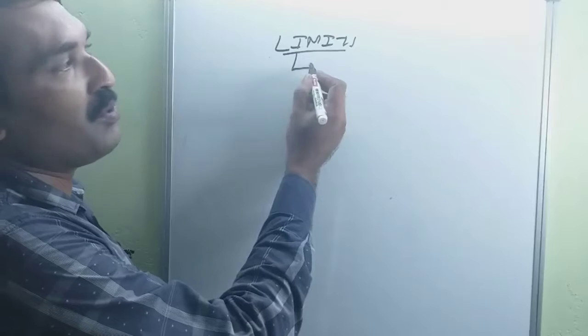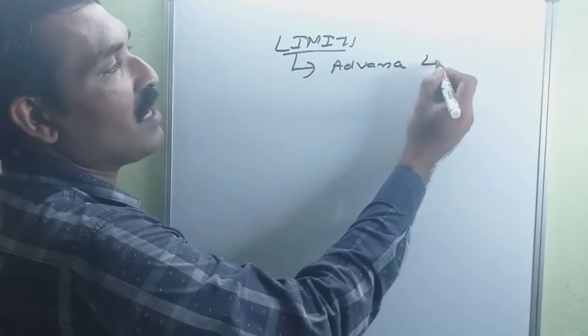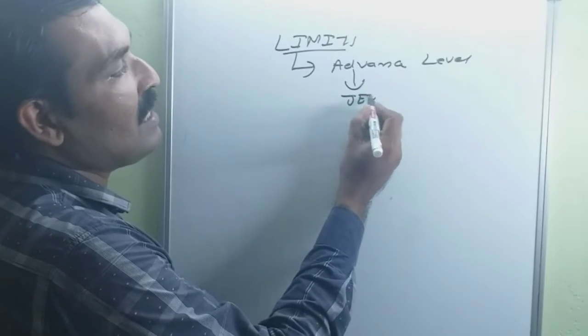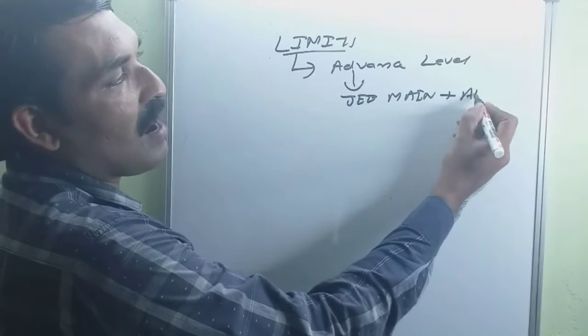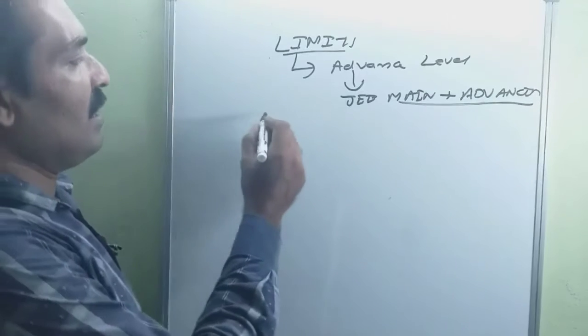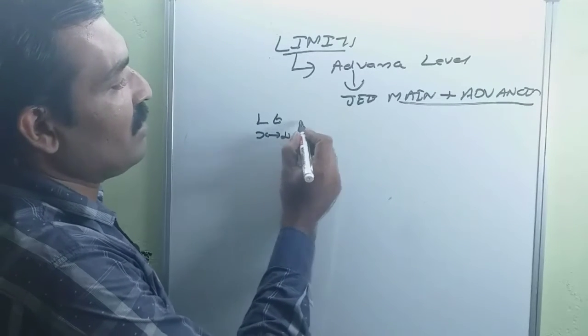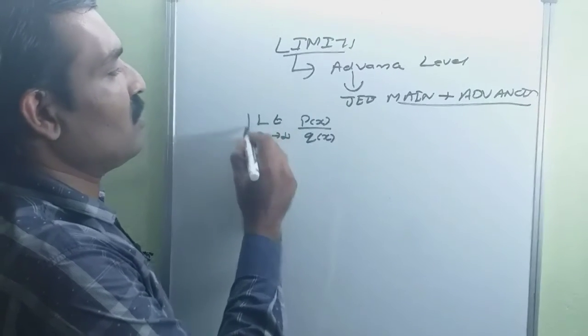Now we are going to do some advanced level problems. Advanced level problem. It is useful for JEE main plus advanced. Okay. Let limit x tends to infinity p of x by q of x be our function.